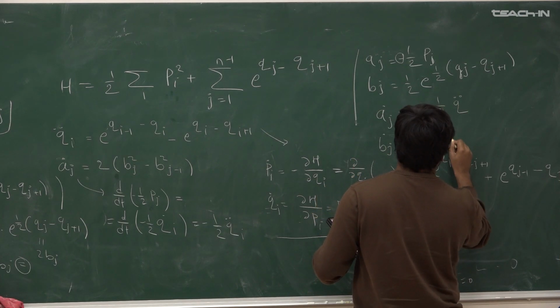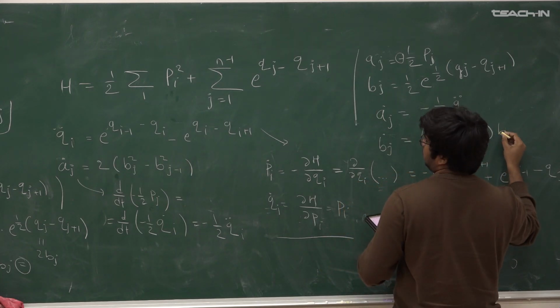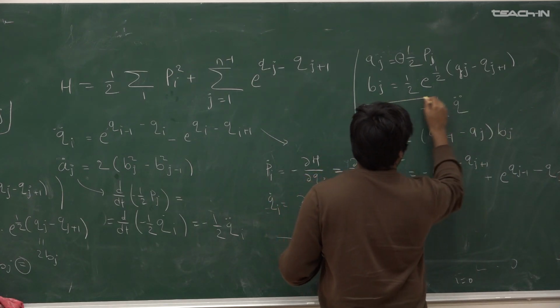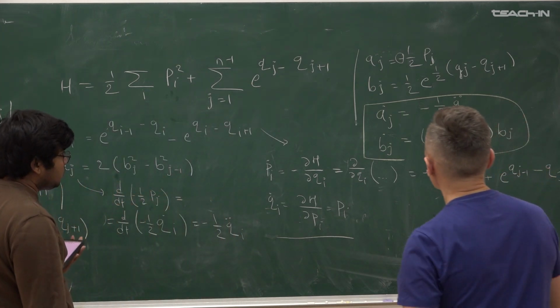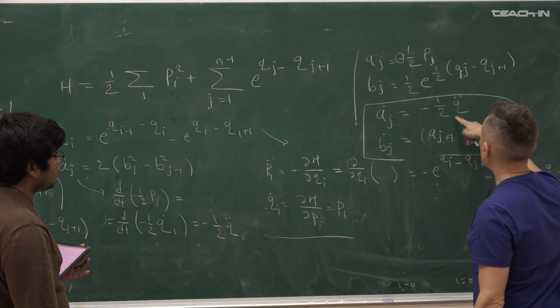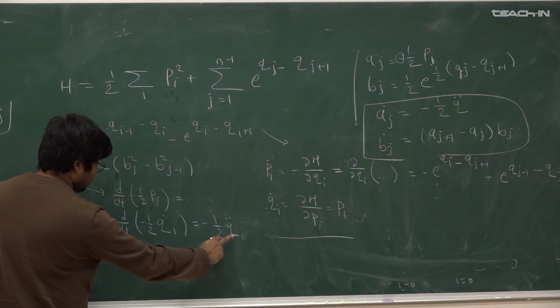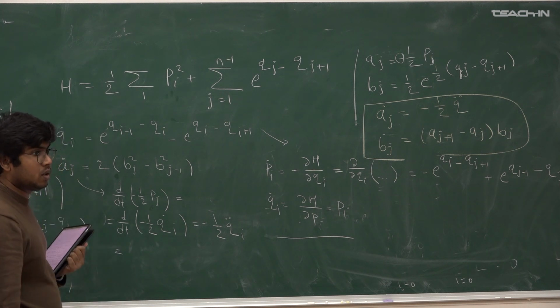G plus 1. Yes, but the first equation, how to extract it, we need to express it in terms of a and b. So this is nothing but just aj dot, right?